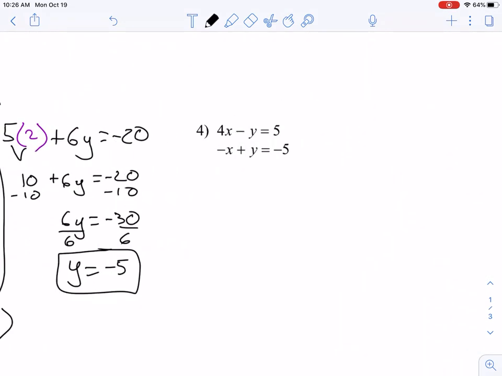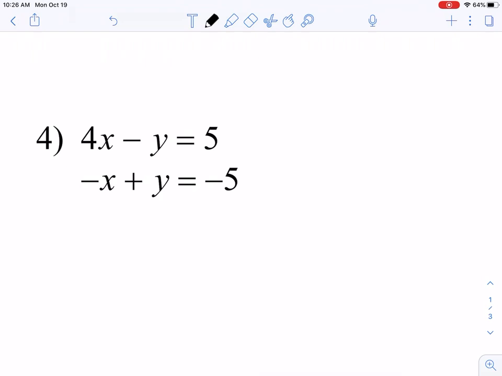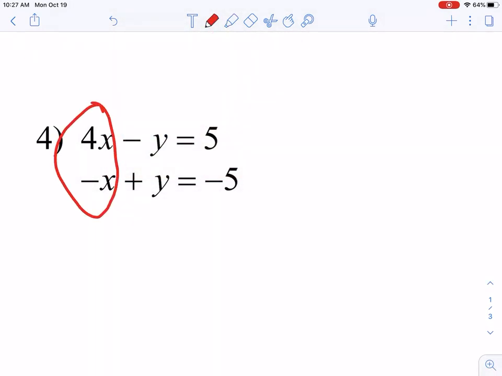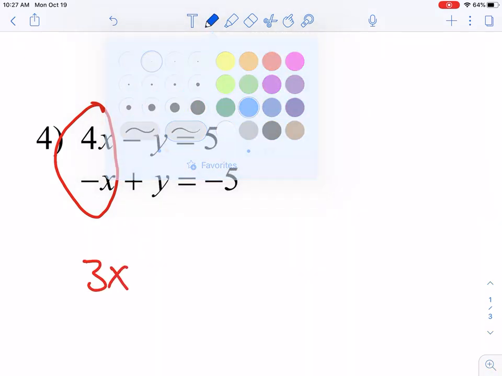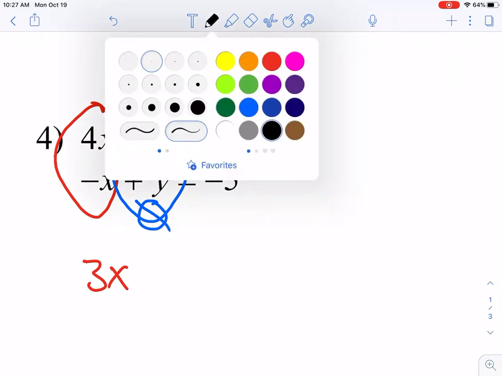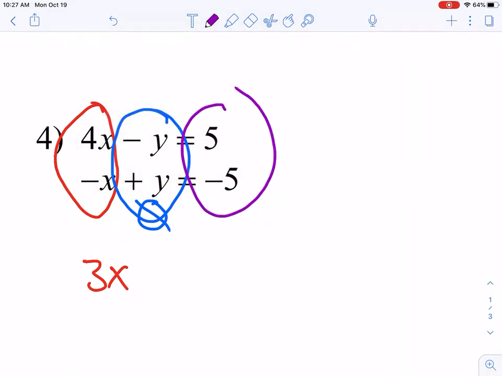Okay, number 4. I'm looking for what's going to cancel out. My 4x and my negative x will not cancel out, but this positive y and negative y will cancel out. So I'm going to put these together vertically. I don't need to change anything. 4x minus 1x is 3x. Negative 1y and positive 1y cancel out. And 5 and negative 5 also cancel out, but I'm going to put a 0 as a placeholder.